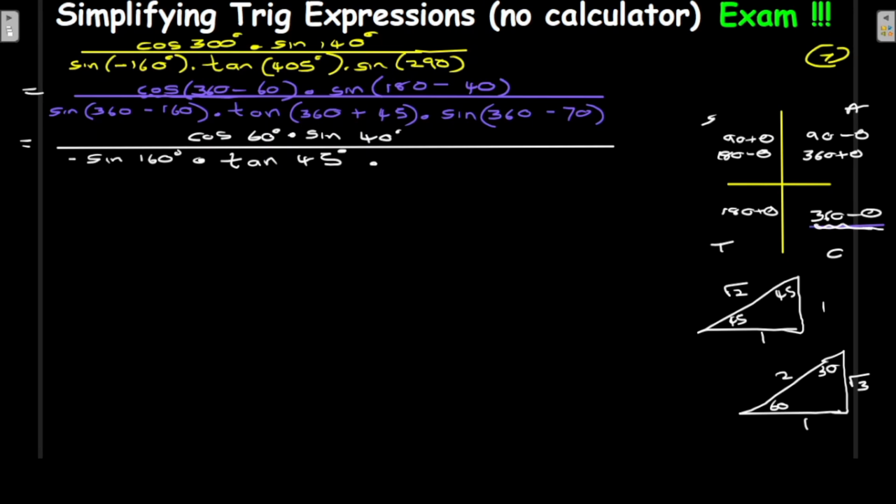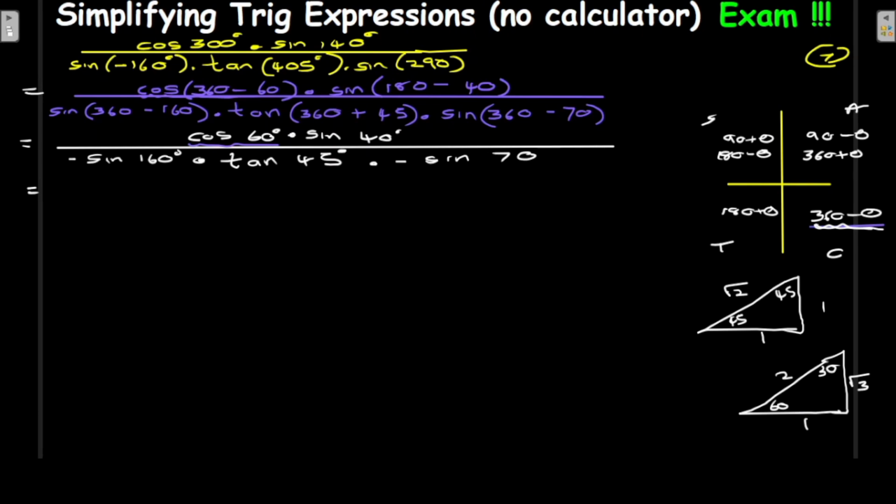Why? Because everything is positive in the first quadrant, wherever you're saying 360 plus an angle, so it will just be tan 45. And then we have minus sine 70. Why? Because in the fourth quadrant, only cos is positive. How do we know that it is in the fourth quadrant? We know that by 360 minus 70. All right, cool.